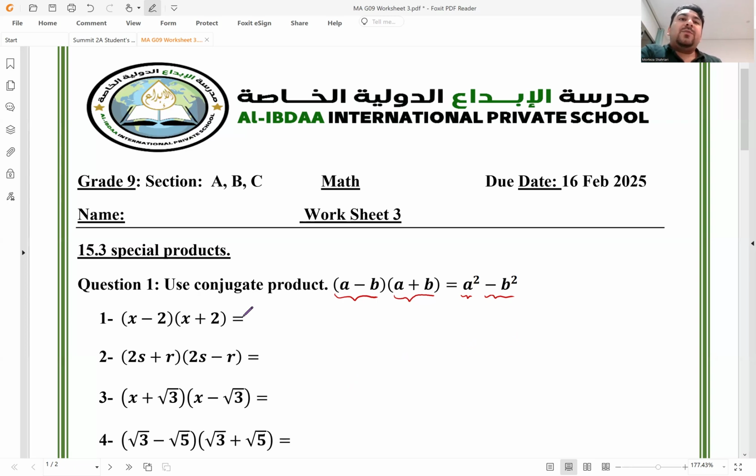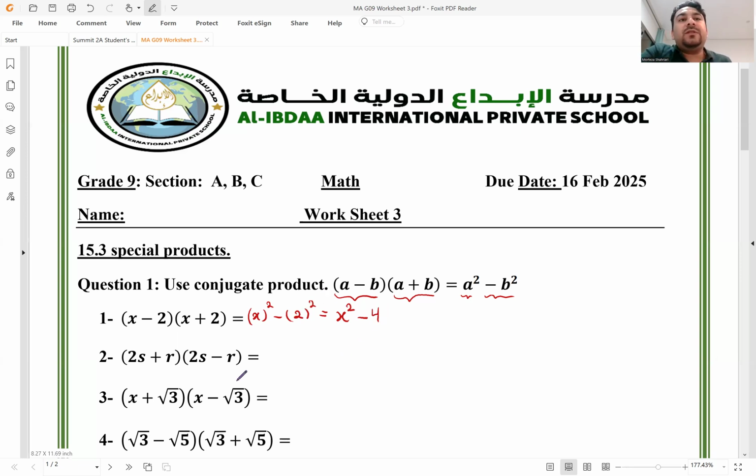Here we have x minus 2 times x plus 2. So the first term is x, the second term is 2, one with plus, one with minus. So we see that they are the conjugate of each other. Therefore, it will be the first term, x powered by 2, minus the second term, 2 powered by 2. Therefore, it becomes x squared minus 4.